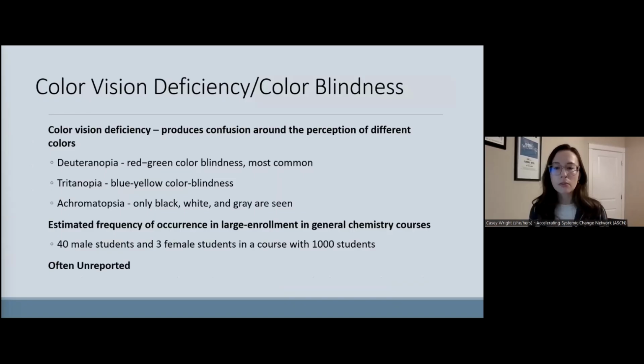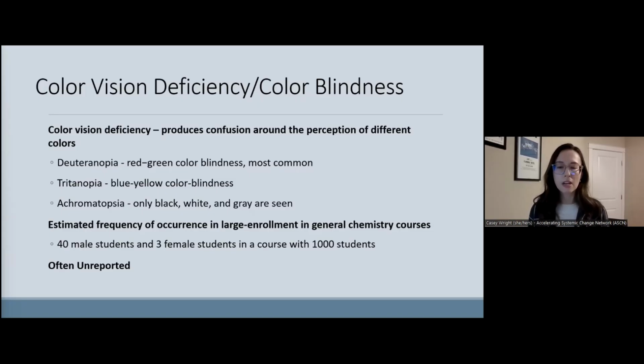And so for those less familiar, color vision deficiency or color blindness is a disability that produces confusion around the perception of different colors. It can take on the form of what is medically known as deuteranopia, which is commonly known as red-green color blindness. Tritanopia is blue-yellow color blindness. And then in more rare cases, you can have achromatopsia, which is when only black, white, and shades of gray are seen.